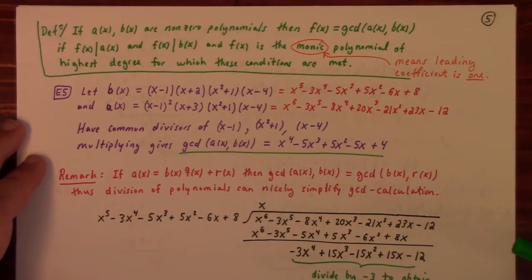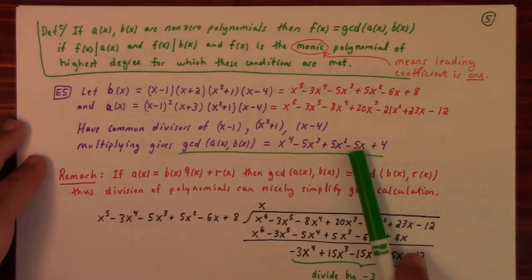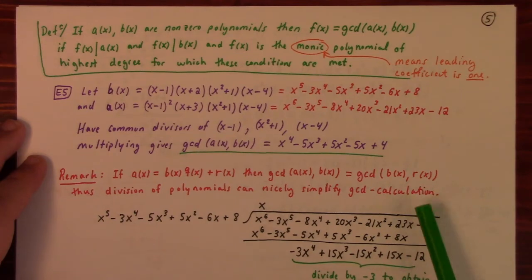And anyway, if you divide by minus 3, it's exactly that. So I have to divide by minus 3 to make this monic. To get the leading coefficient to be x to the fourth, I have to divide this by minus 3. And when I do that, 15 over minus 3 is minus 5. Minus 15 over minus 3 is 5. 15 over minus 3, minus 5. Minus 12 over minus 3, 4.